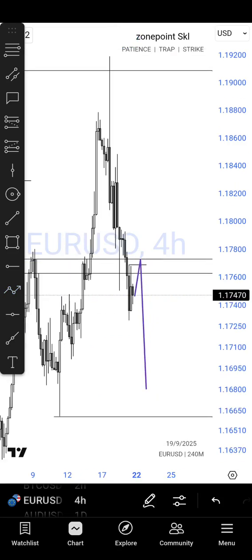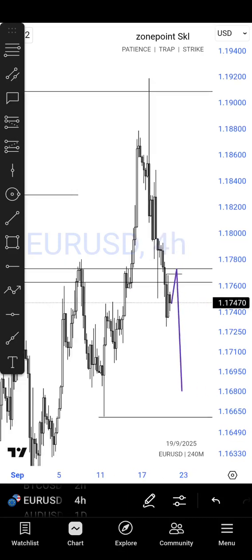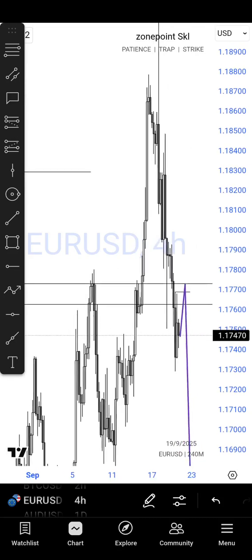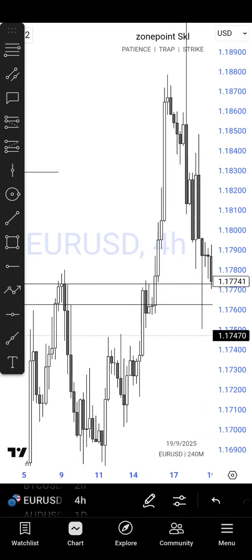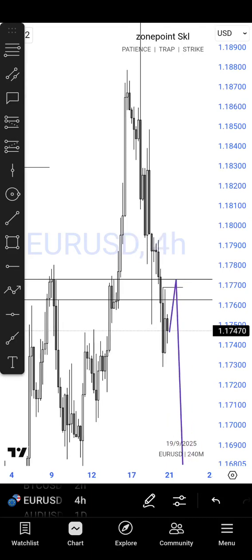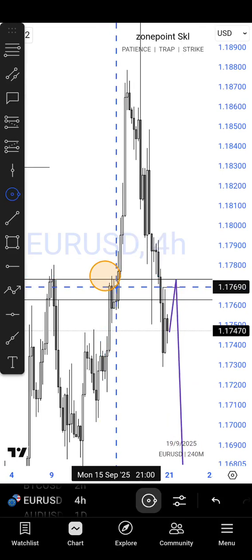This is what I'll be expecting. And you can see how this level is very strong. This level now is called plug and play. MSNR, plug and play, because price has used it before as a what?